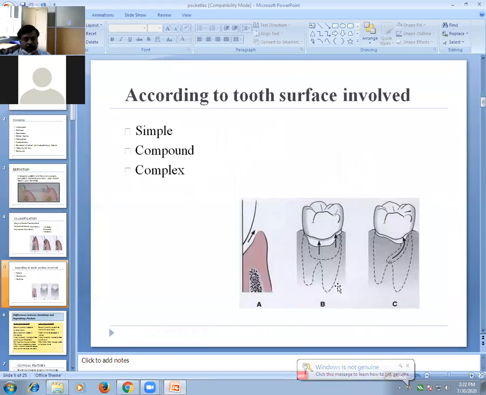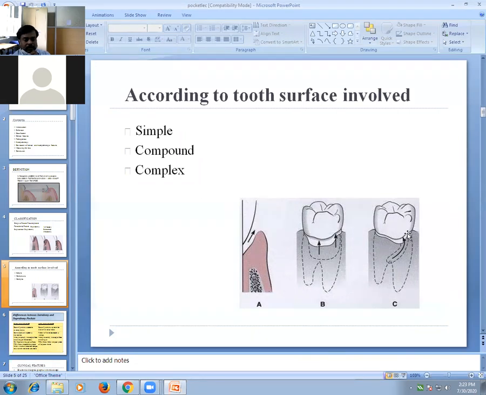Again, depending on the number of surfaces involved, we classify pockets as simple, compound, and complex. So simple pockets are where only one surface of the tooth is involved. Those pockets are only on one surface of the tooth. That is called a simple pocket. If two or more surfaces are involved, then we call it a compound pocket.